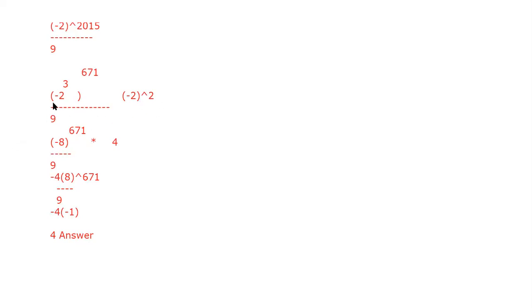Yes, sir. So minus 2 raised to power 3 is minus 8. This step is clear. Yes, sir. So I can write minus 4 outside, like this: 8 raised to power 671. Now 8 is 1 short of 9, so that would be minus 1. So what is minus 4 into minus 1? 4. So our answer would be 4.